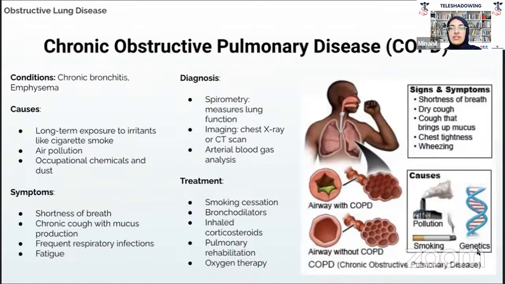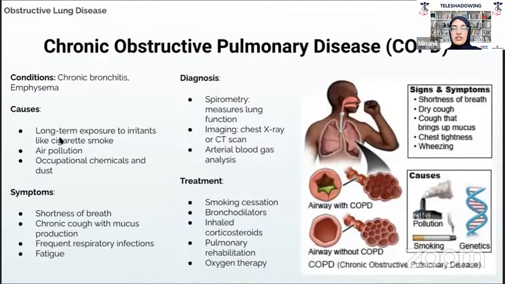And what can exacerbate COPD, which would mean someone needs to go to the hospital? Basically, the exacerbation means that there's acute worsening of the symptoms that are already listed here: shortness of breath, chronic cough with mucus production, frequent respiratory infections, and fatigue. So there's acute worsening of symptoms, often associated with viral or bacterial upper respiratory tract infections. And someone would diagnose it through spirometry, which would measure your lung function, also imaging, and arterial blood gas analysis.